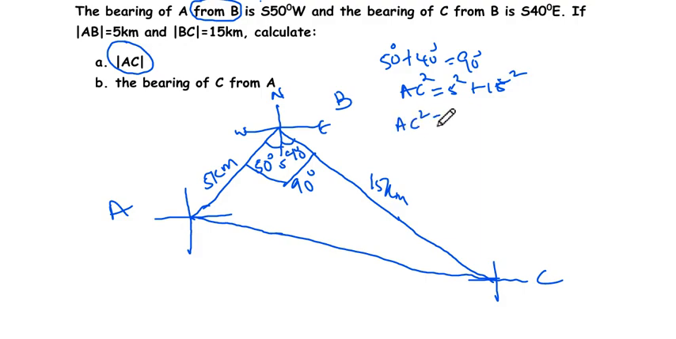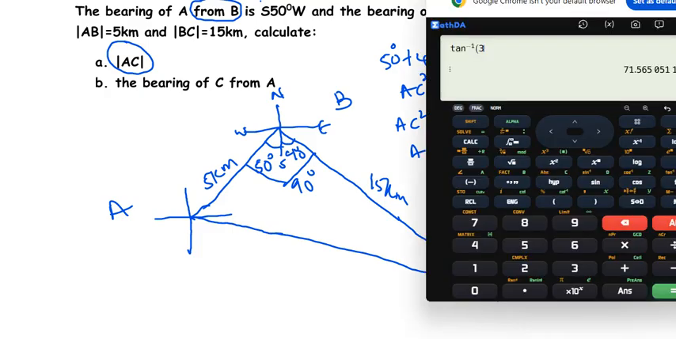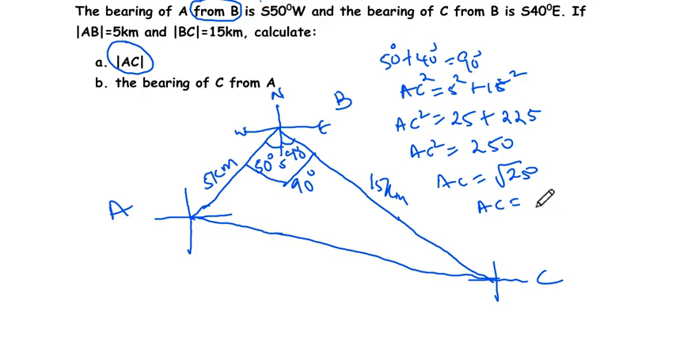So AC squared is equal to 5 squared is 25, 15 squared is 225. And AC squared is equal to 25 plus 225, that's 250. AC is equal to square root of 250. That's 15.81. That's 15.8 kilometers.